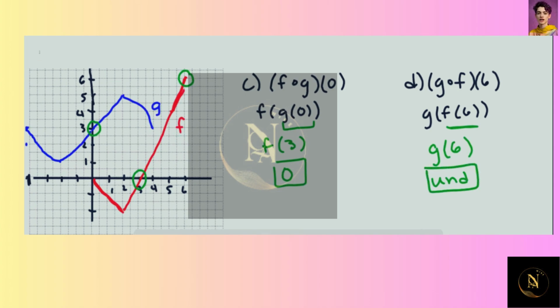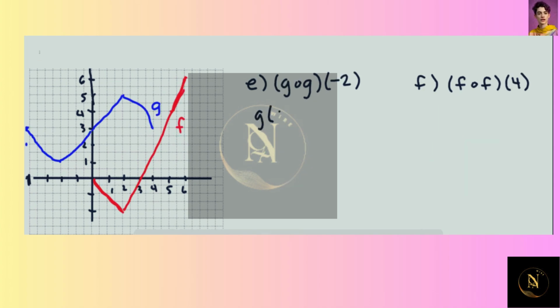All right, here's part E. We can rewrite this as g of g of negative 2. And so on the inside, we're finding g of negative 2. So we go over to where x equals negative 2 and find that on the g graph, and that's 1. So we substitute that in, and now we're finding g of 1. So we go over to where x equals 1, and we find that on the g graph, and that's right about 4. So the answer is 4.